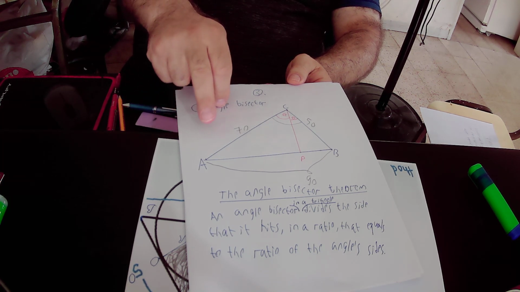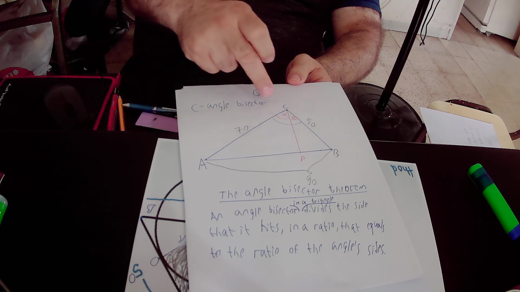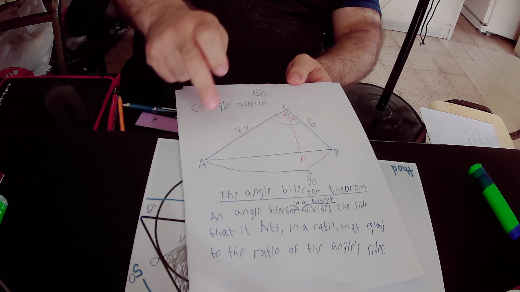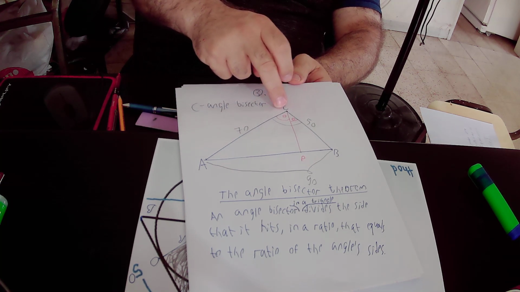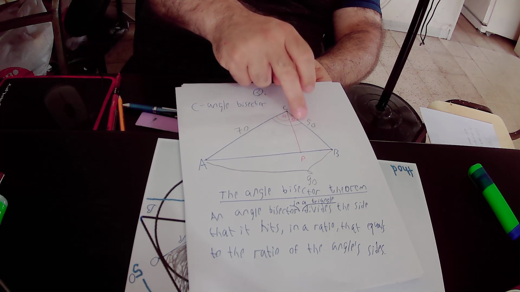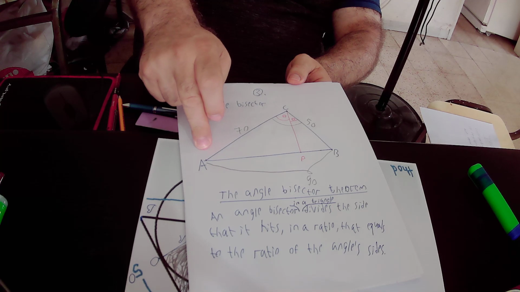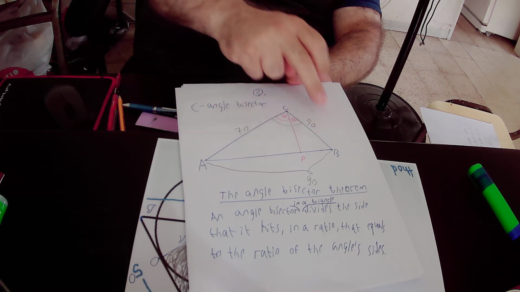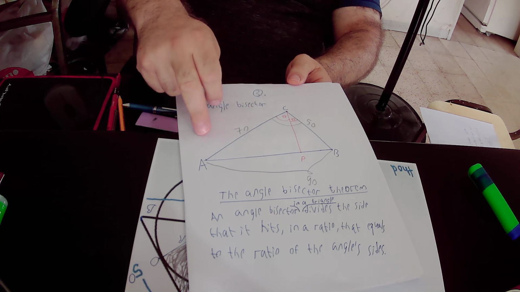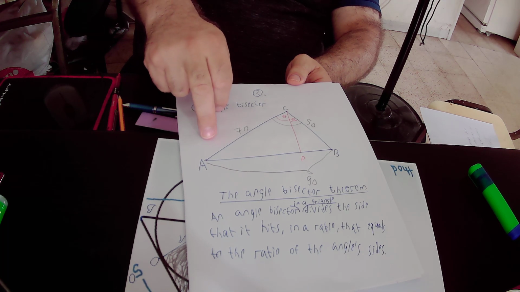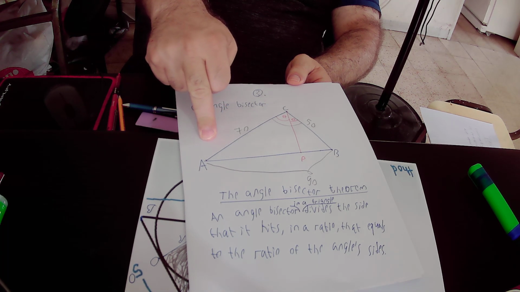First of all, we relate to the angle that is divided into two halves, and this is angle ACB. Angle ACB is divided into two halves. This is the first half and this is the second half. So we relate to angle ACB in a ratio that equals to the ratio of the angle ACB's sides.